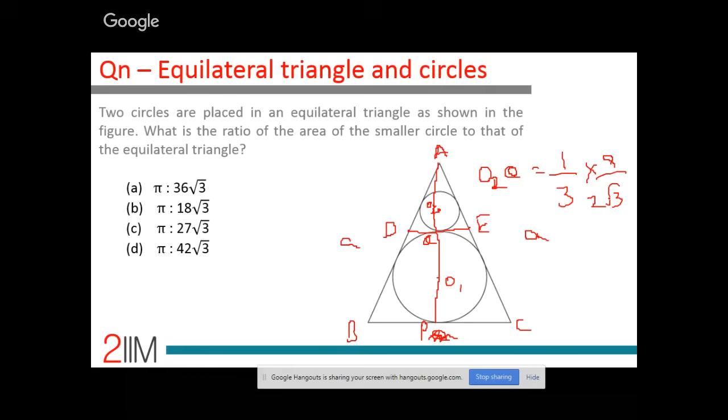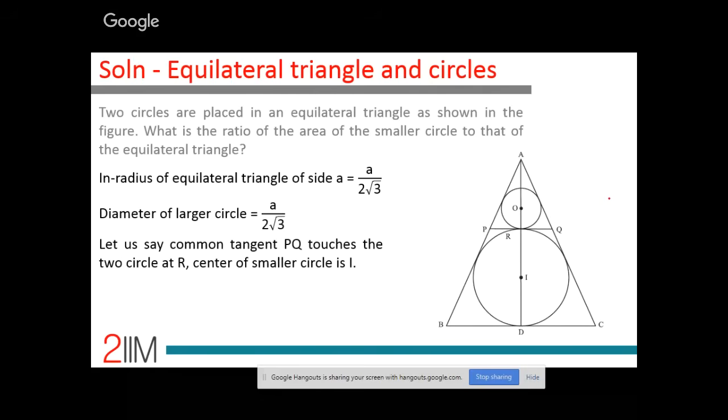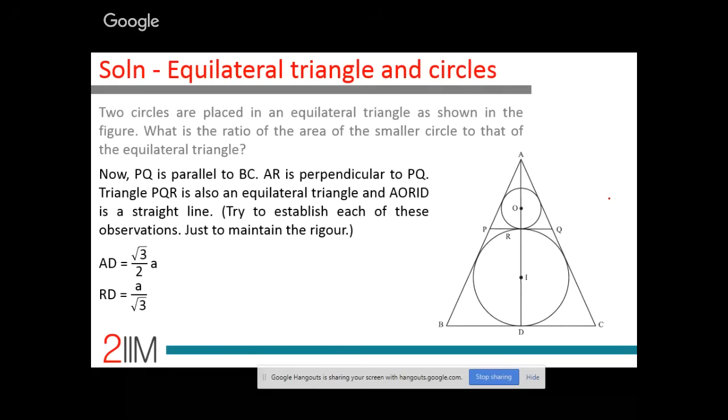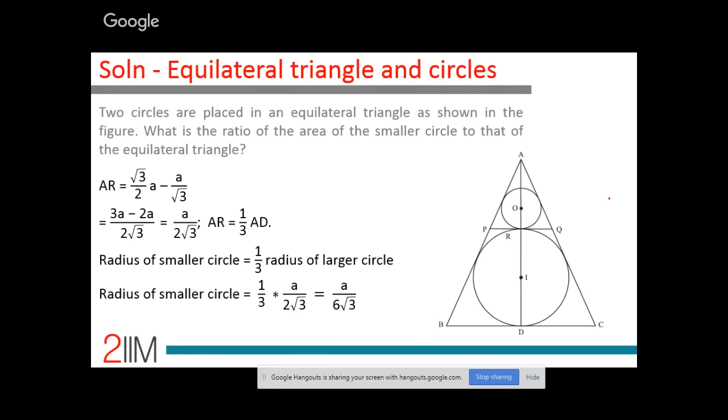When you're working with pen on paper, you might be more comfortable writing the numbers down and visualizing them. But you should know A by root 3, A by 2 root 3, all of that really well. So stay on top of the equilateral triangle and a circle placed inside or around it. Just to recap, the diameter of the larger circle is A by root 3. The altitude AD is root 3 A by 2, RD is A by 2 root 3, so AR is A by 2 root 3. We found that AR is 1/3 of AD. So we found AR, then we can find the radius of the smaller circle. Once you know the radius of the smaller circle, you can simplify the rest.